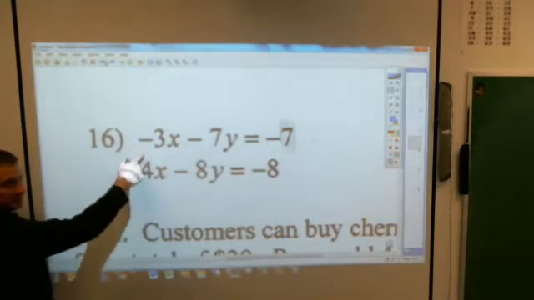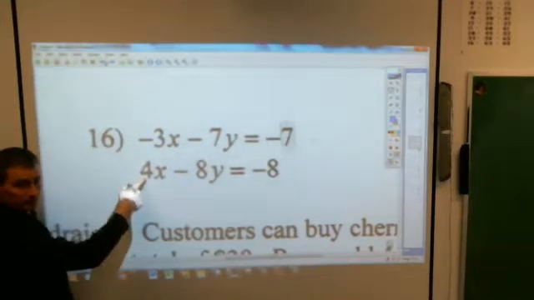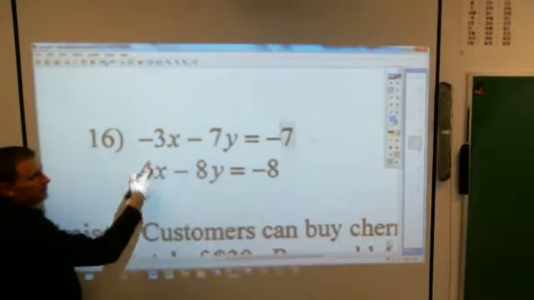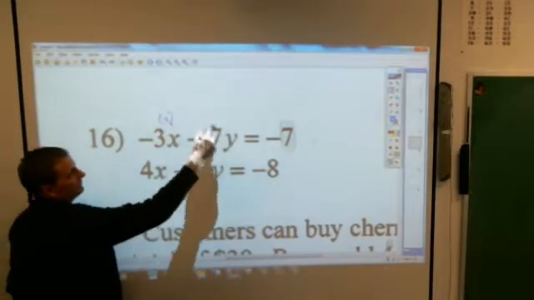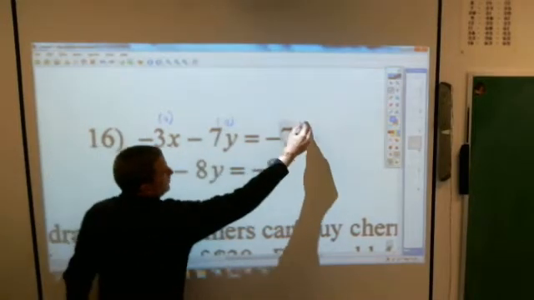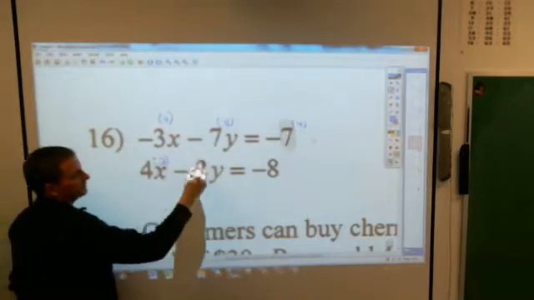Since these two are already opposites, I just want to make both of them 12s. That's the smallest thing that 3 and 4 go into. So I'm going to multiply everything on top by 4, and then I'm going to multiply everything on the bottom by 3.